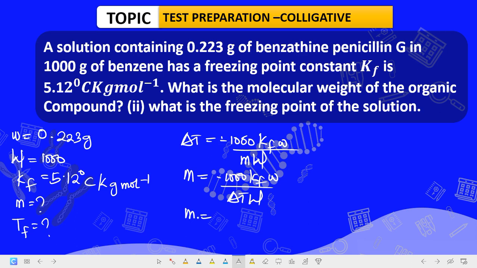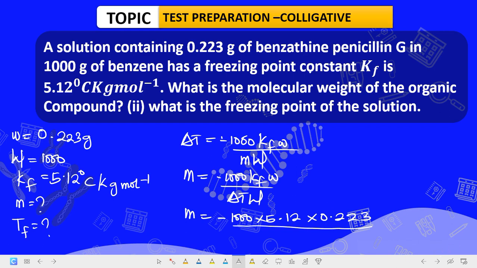So our M is equal to, what do we have here? 1000. Kf is given as 5.12 times small w is given as 0.223. What is our change in T? Was change in T given in the question? Now change in T was not given in the question. So how do we calculate for our change in T?